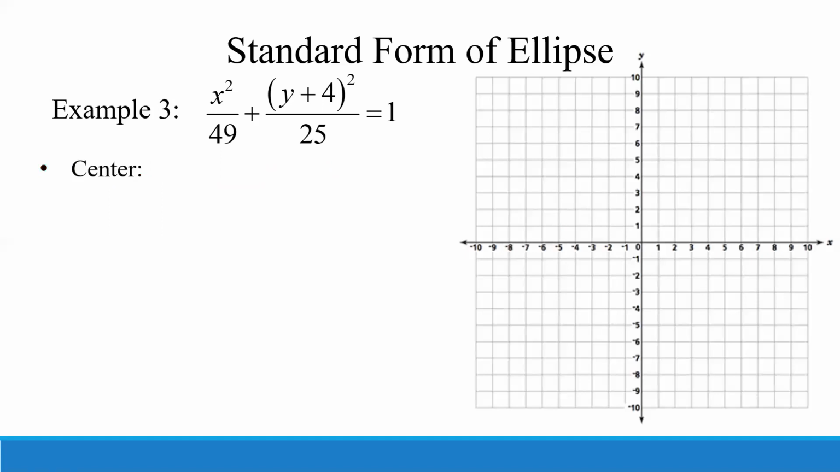Okay, so notice in this case, my center is, notice there's nothing here. So that means my H is 0. So don't forget, 0 is a number too. So my center in this case would be (0, -4). So there's that point down there.